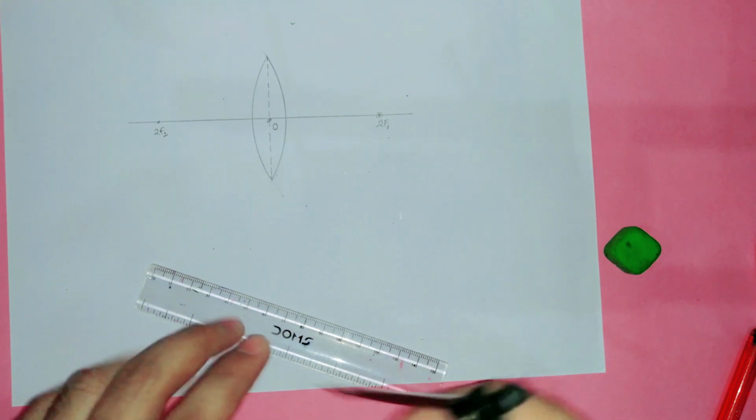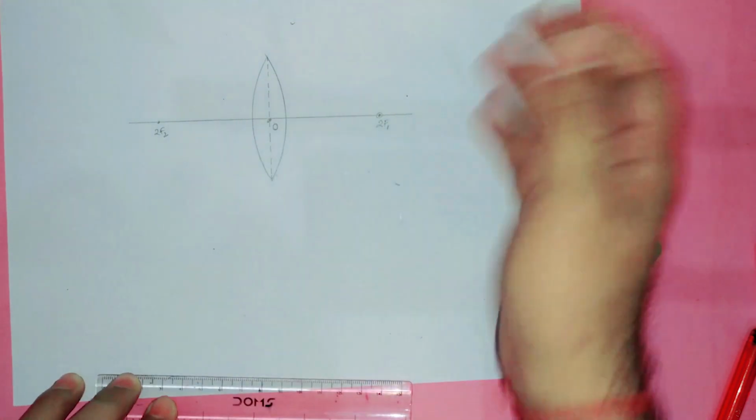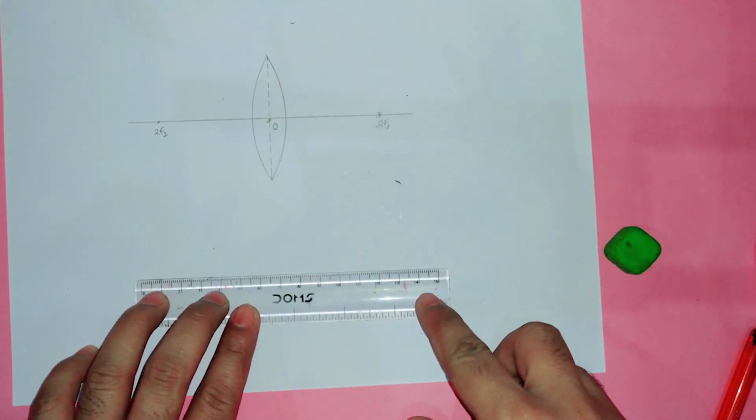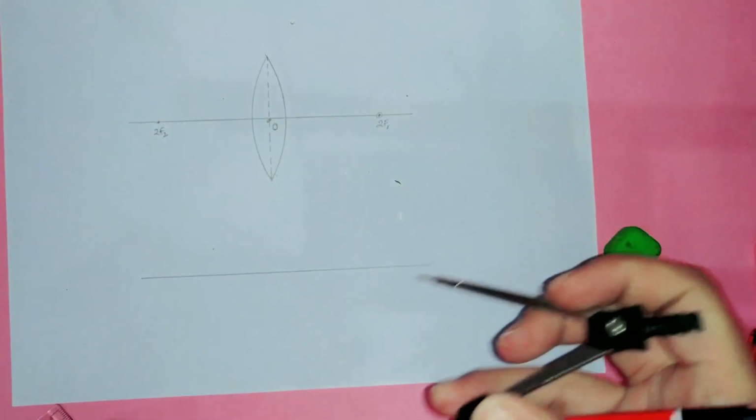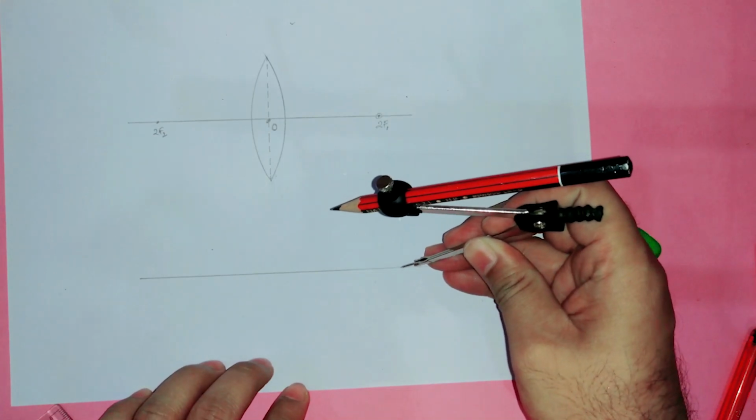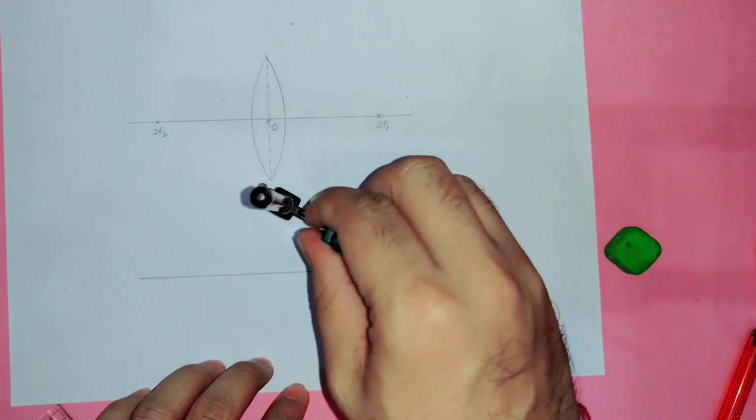Okay, now for a concave lens, again you have to draw a line like this, point your compass anywhere on the line and draw an arc.